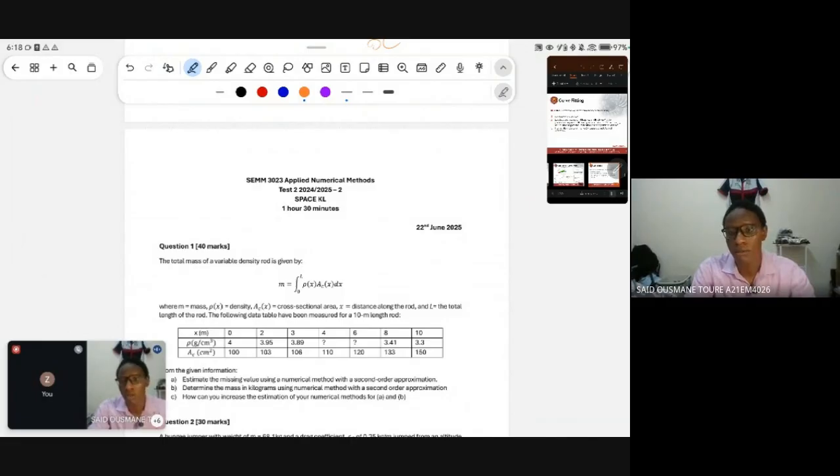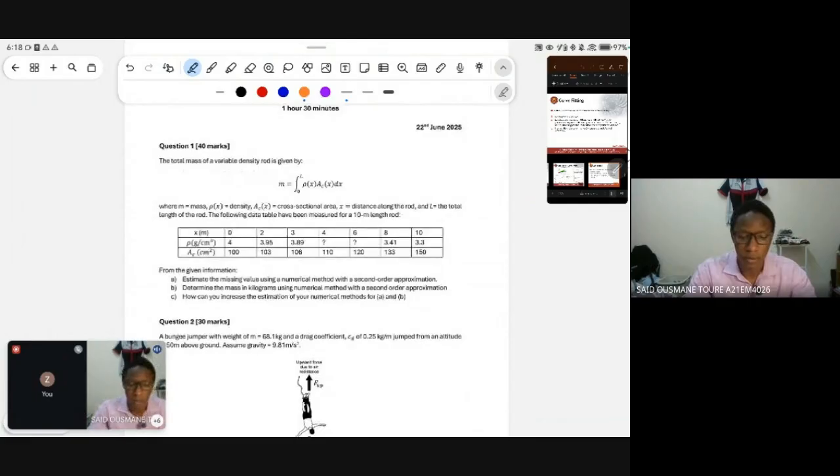I already sent the test in the group. So question 1, what does it say? It shows the total mass of a variable density rod is given by m equals the integral from 0 to L of rho(x) times A_c(x) dx. So this is a function, and this is related to what? Integration. This is the integral. Where mass m, rho density, and A_c cross-sectional area are functions of x, and x is the distance along the rod.